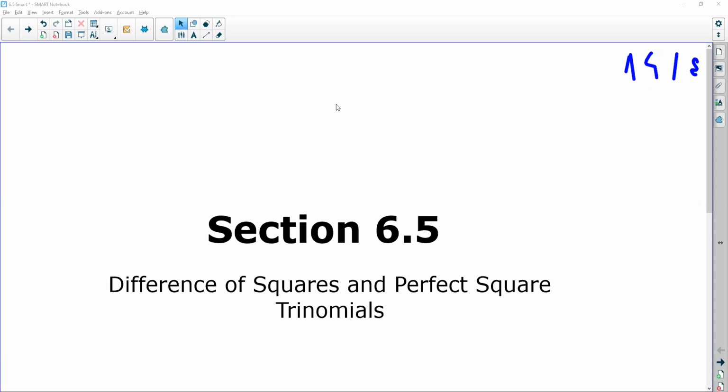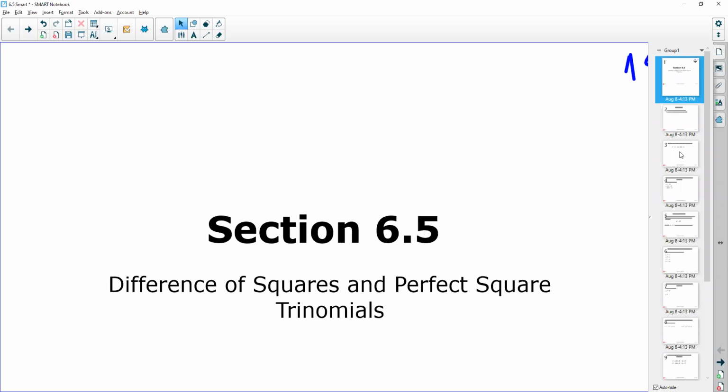Everybody, this is the notes for 6.5. This is difference of squares and perfect square trinomials. So these are both really important cases of trinomials we're going to factor that it's going to help you a ton if you can just recognize them.